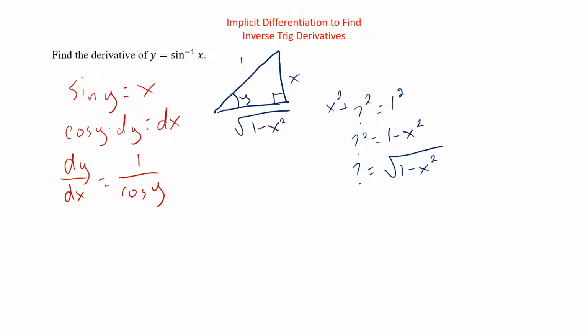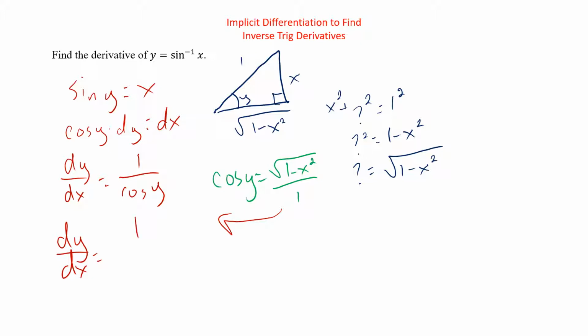Now we can deal with cosine. The cosine of y will be the adjacent divided by the hypotenuse. It's the square root of 1 minus x squared over 1, which is just the square root of 1 minus x squared. Plug that back in. dy over dx equals 1 over the square root of 1 minus x squared.